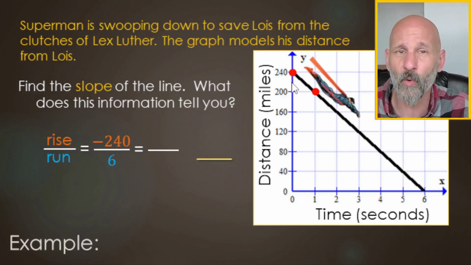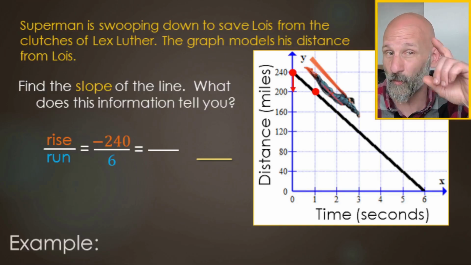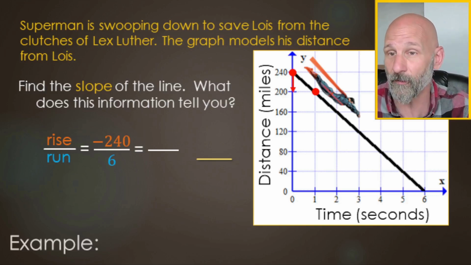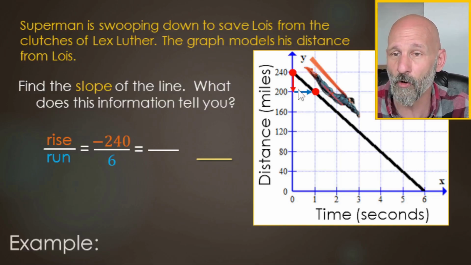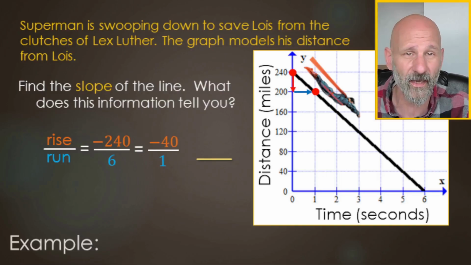It does go down one square, but each of these squares goes by 40, 80, 120, 160, 200, 240. So we went from 240 down to 200 when we counted down. And so we counted down one square. That's true, but each square counts for 40 miles. So this is actually going to be a down 40, and then it's going to go over 1 second. So again, that's a down 40 for the rise and an over 1 second.